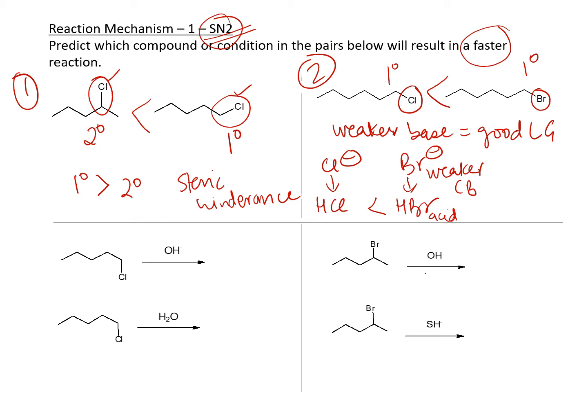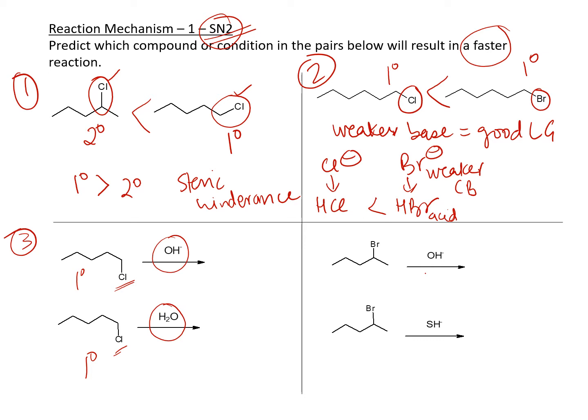So if your leaving groups are different, then you have to choose for the weaker base for the leaving group. All right, let's go on to the third one. In case of the third one, in both cases, I have primary halide, and my leaving groups are the same. So that's all good. Now what I have is, of course, nucleophiles given to me. In this case, I'm looking at two different nucleophiles. One is hydroxide, the other one is water.